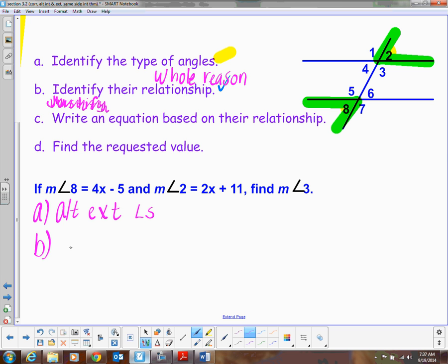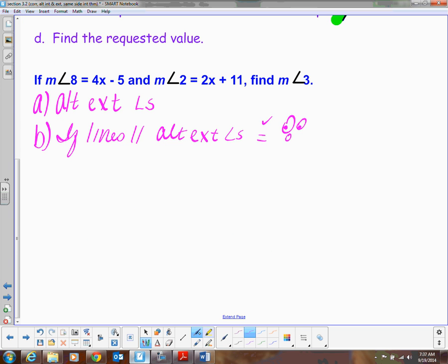Okay, but what do you write? They're only equal when? If lines are parallel, alternate exterior angles are equal. That's what I've got to see. If you just tell me that they're equal, if that's all you tell me, that's an issue. So, based on this relationship, what equation for C are you going to write? Jeff?